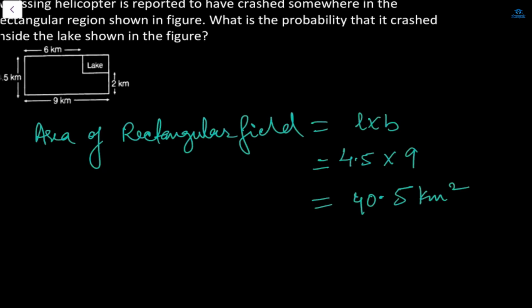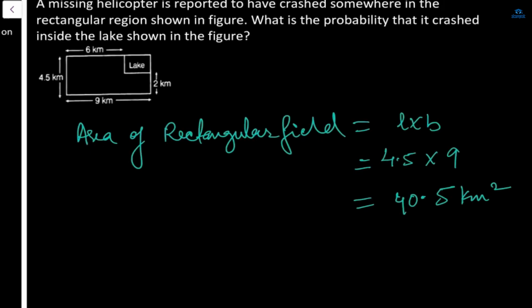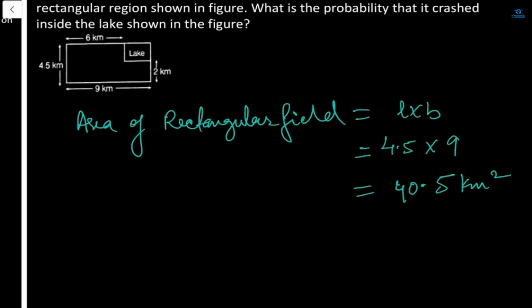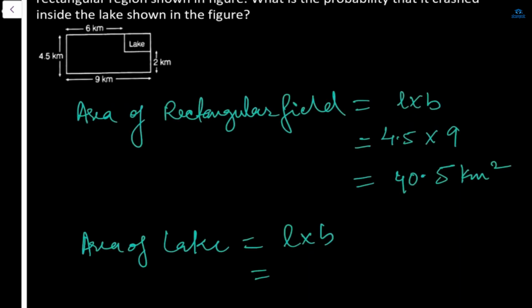Understood. Now we need to find out the area of this lake, and you can see the lake is also a rectangle. Now we have to find the length of this lake. So the length of this lake will be 4.5 minus 2. So area of lake is length into breadth. Here the length will be 4.5 minus 2, which is 2.5, multiplied by the breadth, which will be 9 minus 6, that is 3. So it will be equal to 7.5 square kilometers.